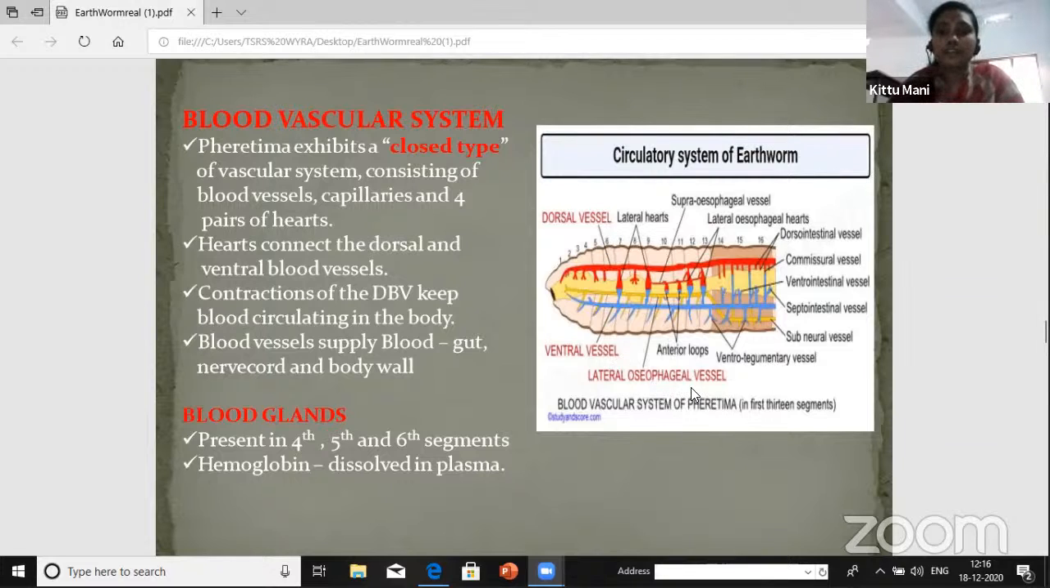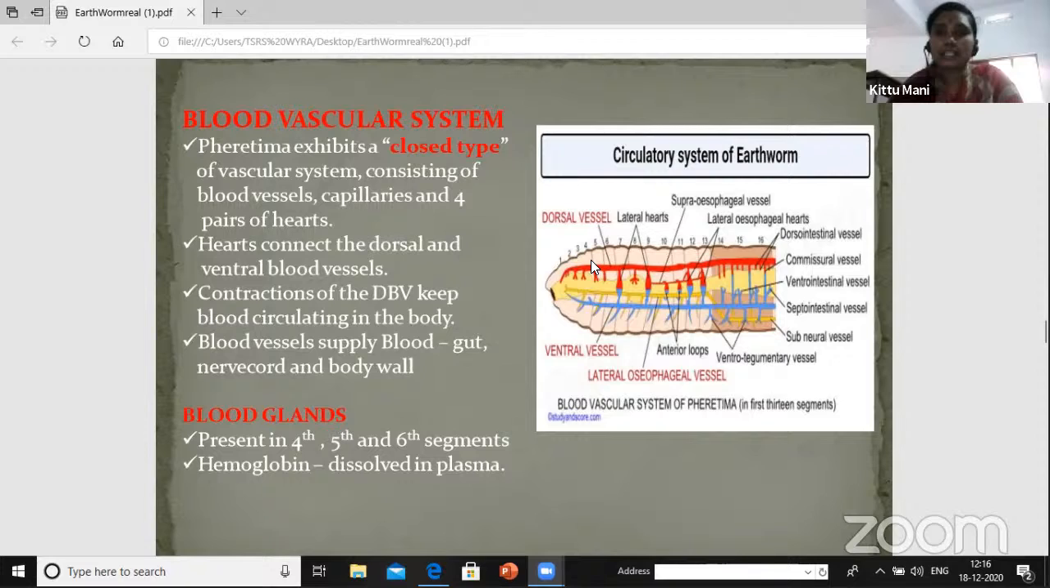In this diagram we will observe the dorsal vessel, and these are the lateral hearts, and here the supraesophageal vessel is present. This is also important. Lateral esophageal hearts are present, and these are the total vessels present in the circulatory system. Another one: here hemoglobin is dissolved in the plasma. It is not located in the blood cells, it is dissolved in the plasma. Blood glands are also important for a 2-mark question, present in the 4th, 5th and 6th segments. We will observe in this manner.